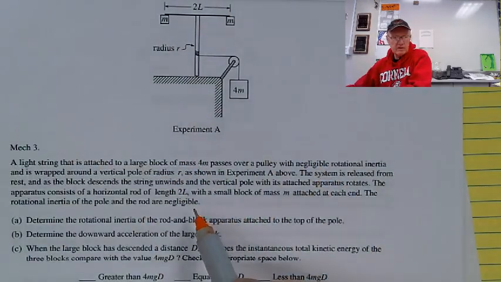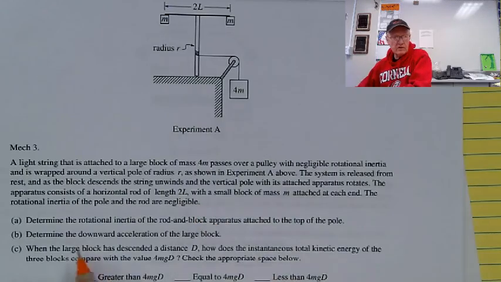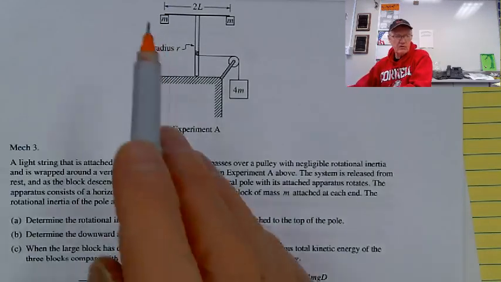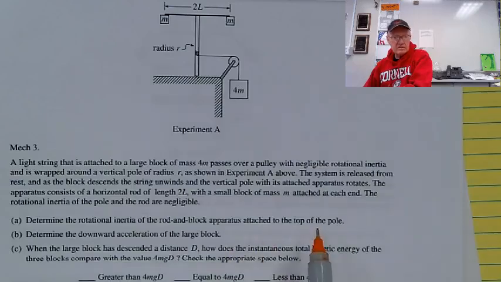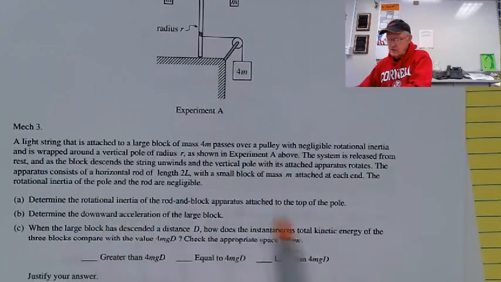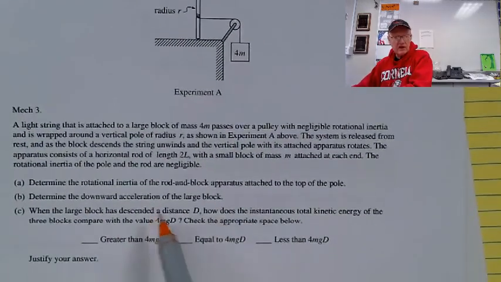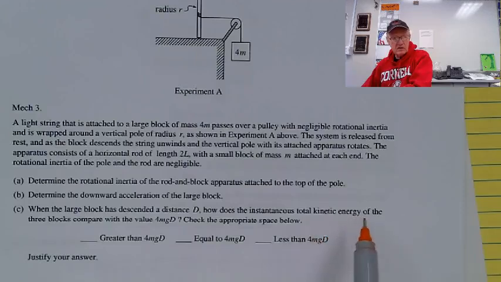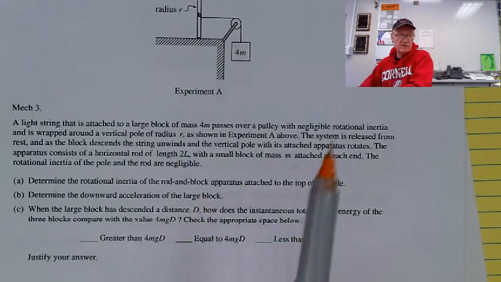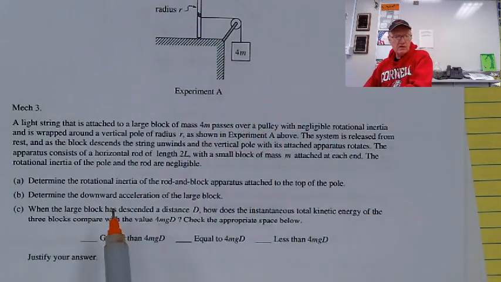B, determine the downward acceleration of the large block. And C, when the large block has descended a distance d, how does the instantaneous total kinetic energy of the 3 blocks, these are spinning, this one's falling, compare with the value 4mgd? Check the appropriate space below, justify your answer. And then there's a part D to this.